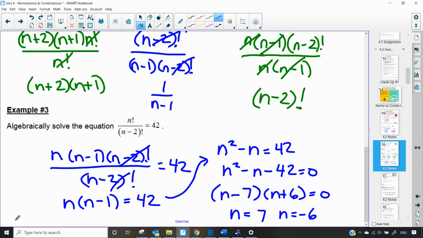Now normally we'd say those are both our answers. However, we have a rule that says n has to be an element of whole numbers. So that means we're going to cancel this out because n is an element of whole numbers. So my answer is 7.